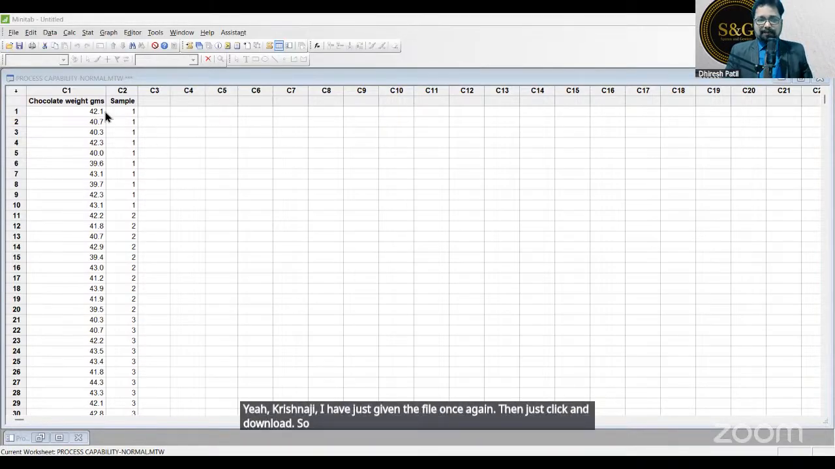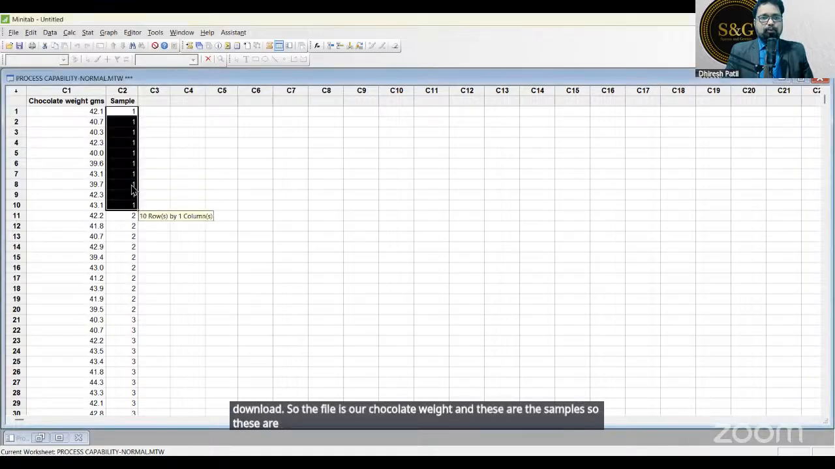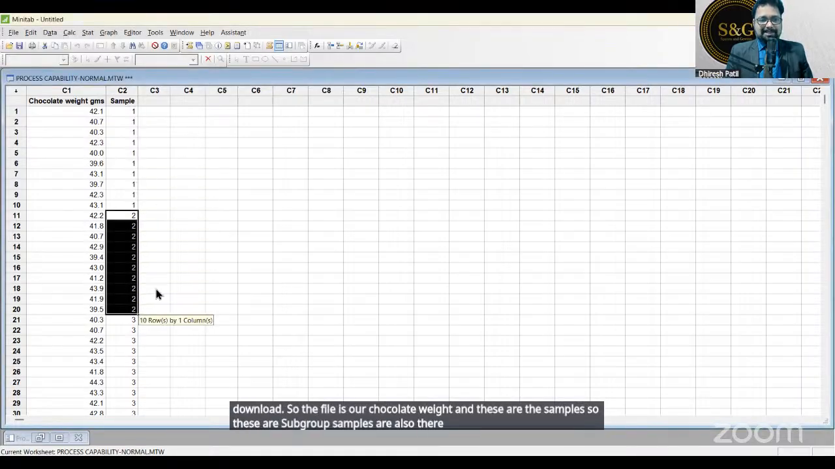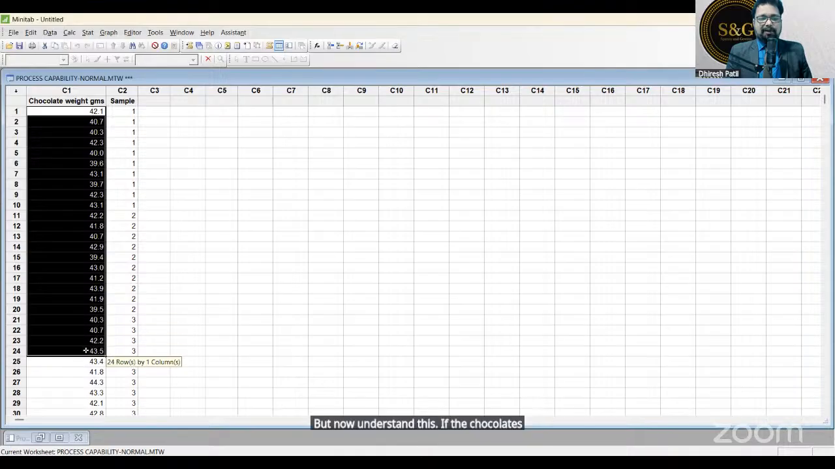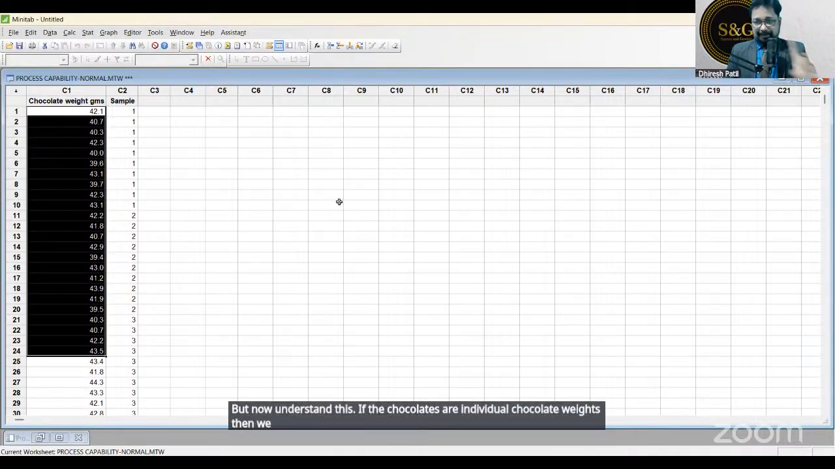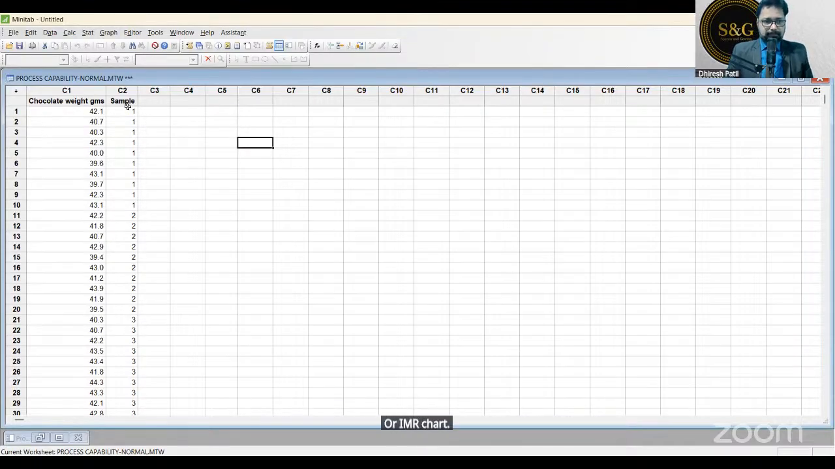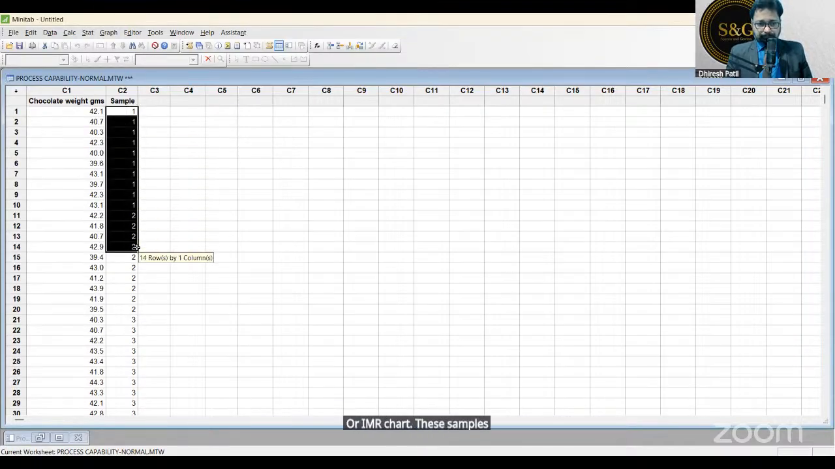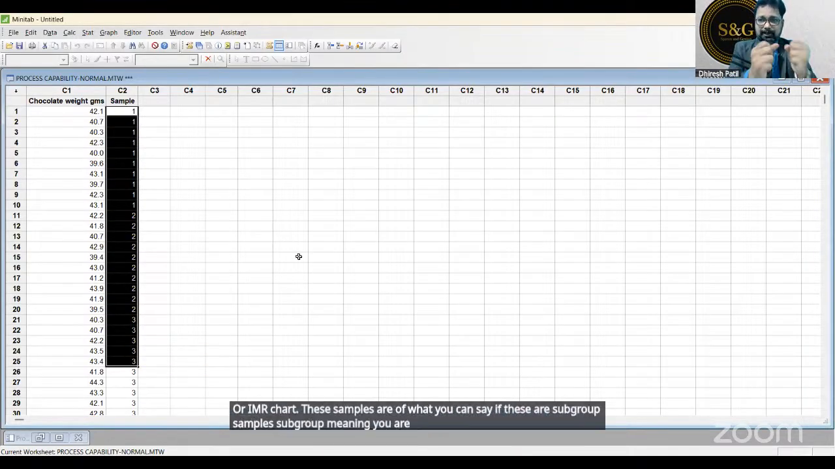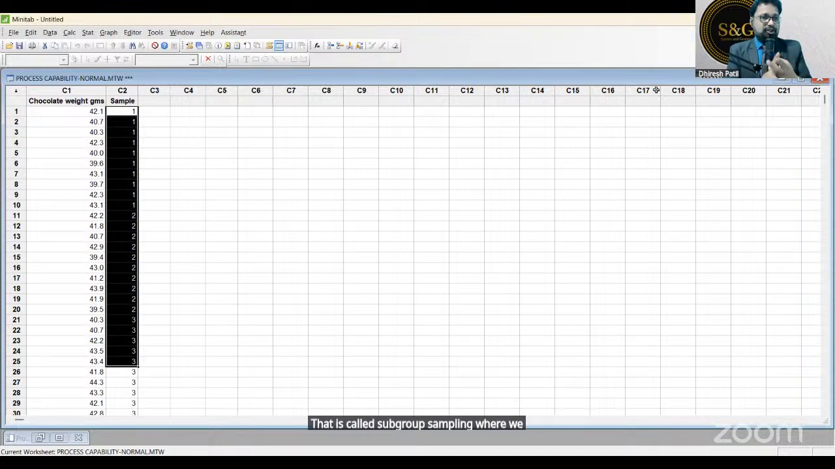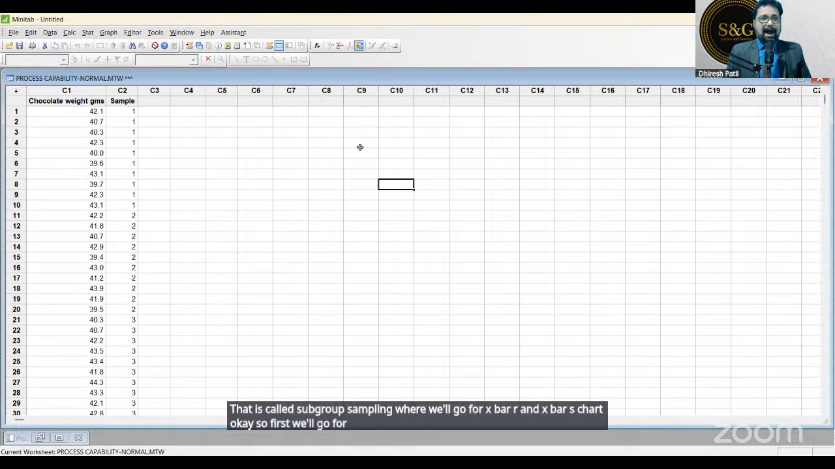So the file is about chocolate weight, and these are the samples. There are 10 samples they have taken. Now understand this: if these are individual chocolate weights, then we can go for I chart or IMR chart. If these are subgroup samples, meaning you take 10 chocolates at a time, say every 1 hour you take 10 samples and check their weight, that is called subgroup sampling, where we go for X bar R and X bar S chart. So first we'll go for I chart and IMR chart.